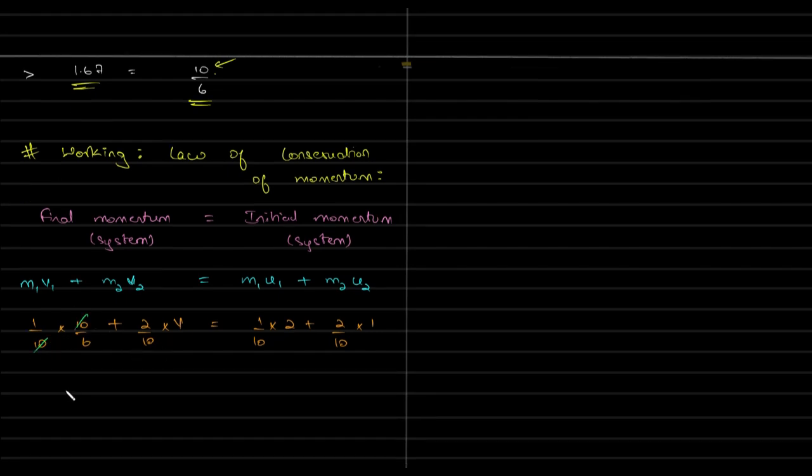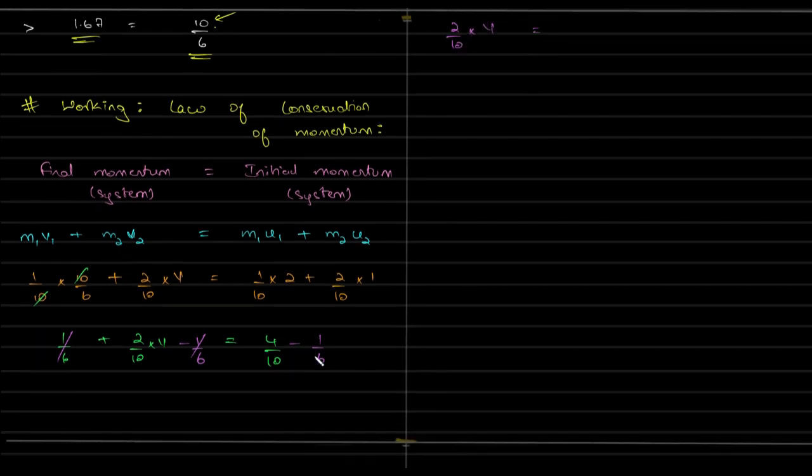So here 10 and 10 will get cancelled. 1 by 6 is what I have over here. And this is 2 by 10 into v, which is equal to 2 by 10 plus 2 by 10. We can directly write 4 by 10. Don't think too much, go with the flow. So 1 by 6 on both sides, we have 2 by 10 into V, and the LCM over here is 30. So this will be 3 into 4, that is 12, minus 5, divided by 30.